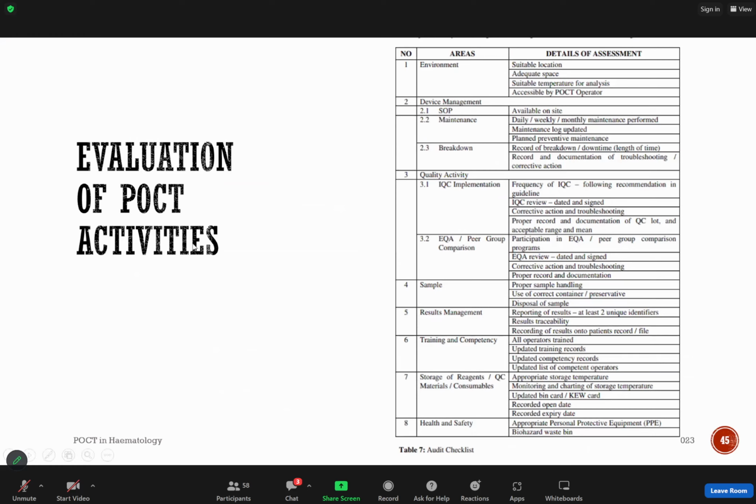Evaluation of POCT activities. Okay, this is actually the audit checklist. Once we implement the POCT program at the center, as I mentioned earlier, as POCT coordinator in the hospital or POCT license officers for your disciplines, we have to monitor. And this is the audit checklist that most of the time we do at least once a year.